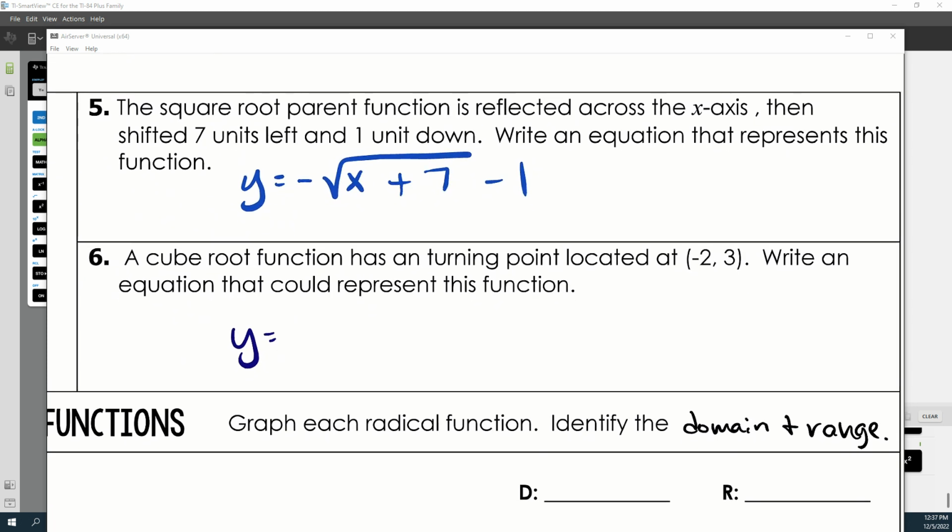Okay, this one's going to be a cube root. So I'm going to go ahead and do cube root of x. Right, and then this turning point, which is like kind of like right in the middle of the function, is located at -2, 3, which means that what happened was this was shifted left 2 and then up 3. So you guys fill in what you think you would need to take the parent function of a cube root and shift left 2 and up 3, please.